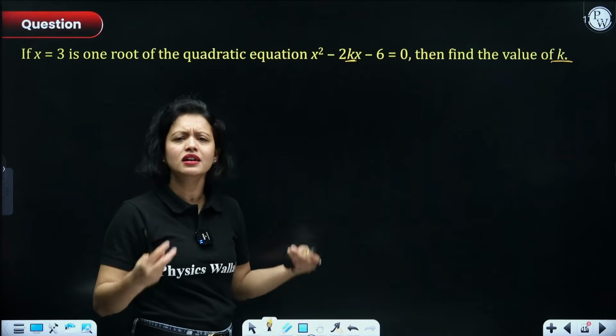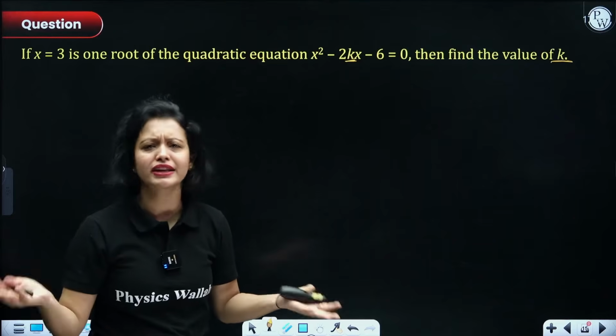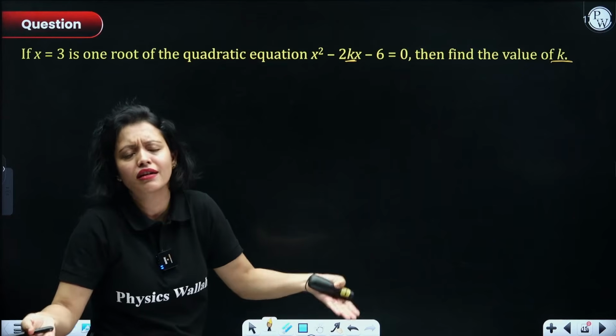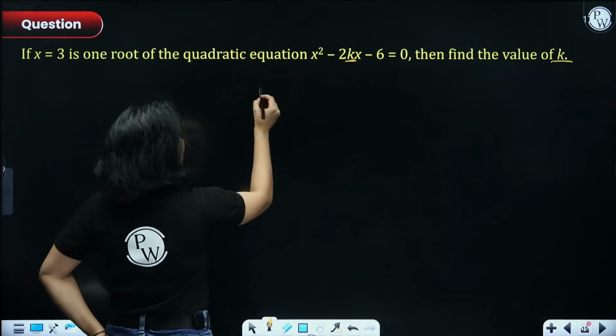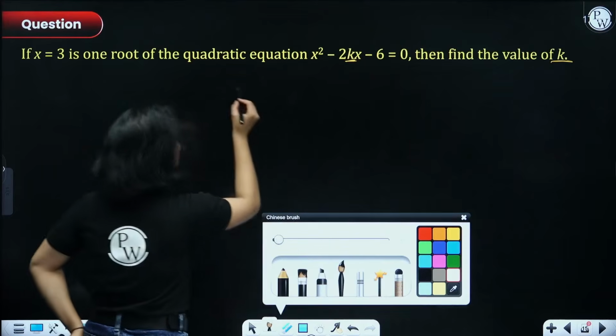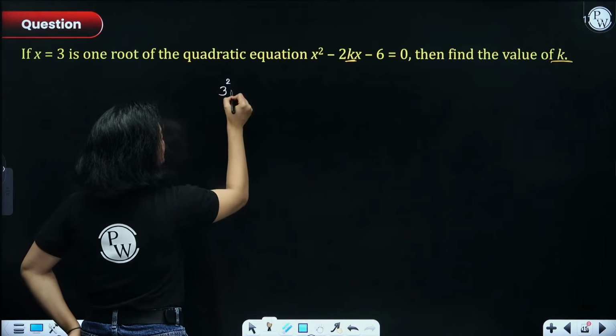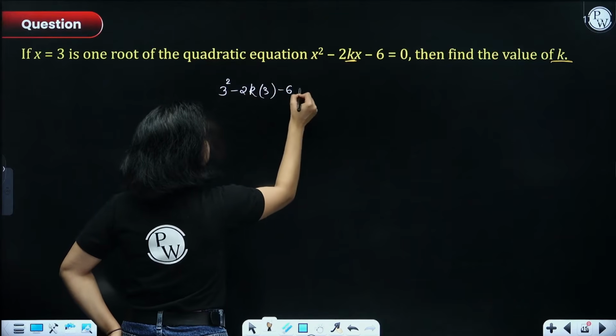You will just plug the root in the quadratic equation, equate it, and find the value of the unknown variable, basically. Right? So, let's do this. Chalo. In place of x, I am going to put 3, everyone. Okay? So, what do I get? I get 3 square minus 2k into 3 minus 6 is equals to 0.